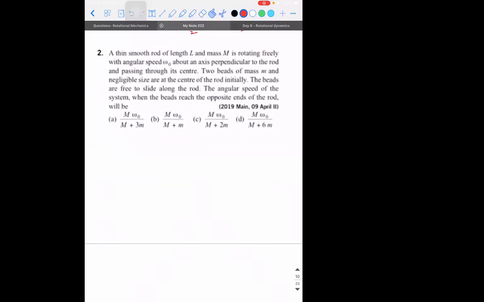So there is a thin smooth rod. When they say smooth rod, it is frictionless, of length L and mass M. So frictionless means there are certain points that should run in your mind. You should also think of them as non-conservative forces. Means when they say smooth, most of the cases they will be dealing with conservative forces.